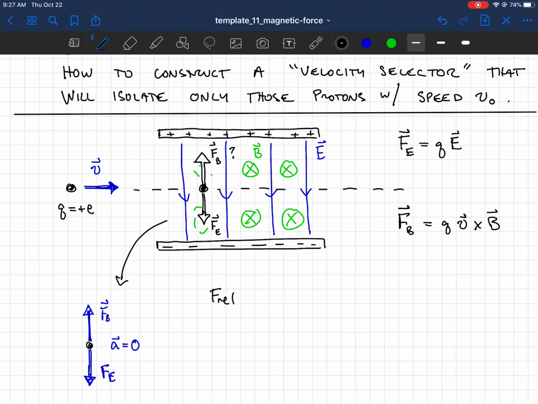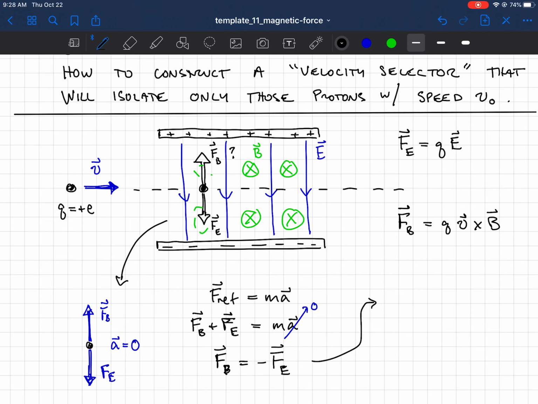And we've assumed a zero acceleration. So looking at Newton's second law, the net force on the particle is equal to mass times acceleration. The net force in this case is the magnetic force plus the electric force, and we assume that the acceleration is equal to 0. So this equation tells us that the magnetic force must be exactly opposite to the electric force.